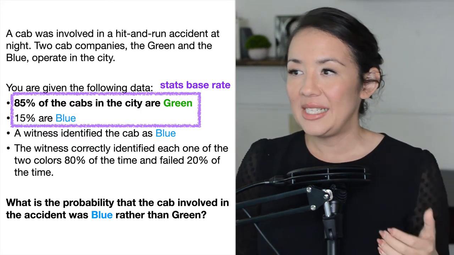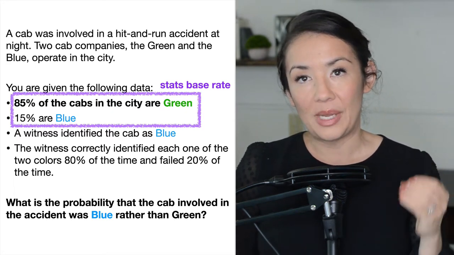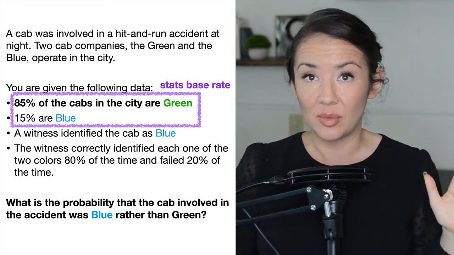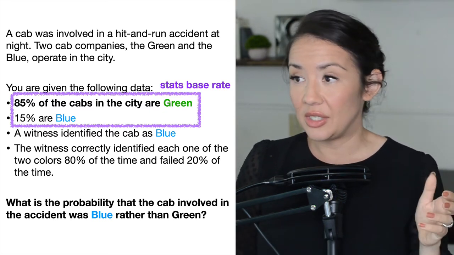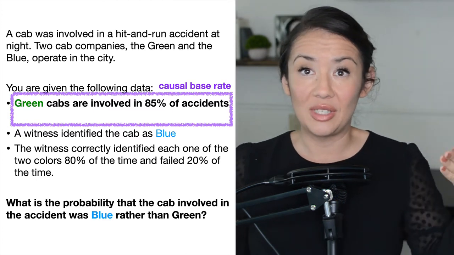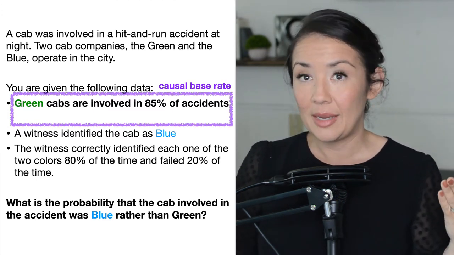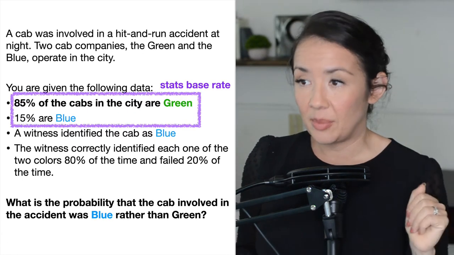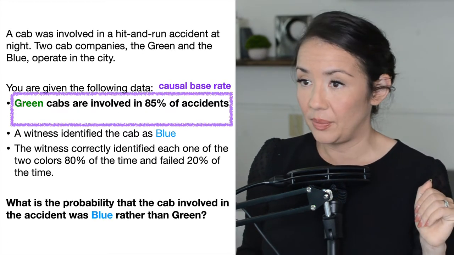So what we're seeing here is a statistical base rate. This is just numeric information, and people tend to ignore that information. If we change it to be a causal base rate, which gives us information that helps us create a story in our mind, people tend to focus on it more. Notice this is just numbers. 85% of cabs are green, 15% are blue.